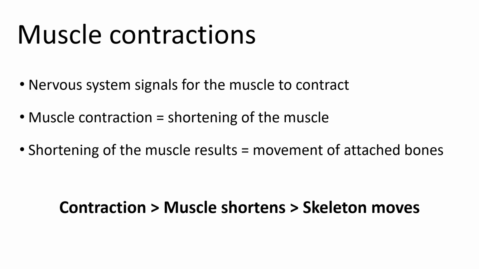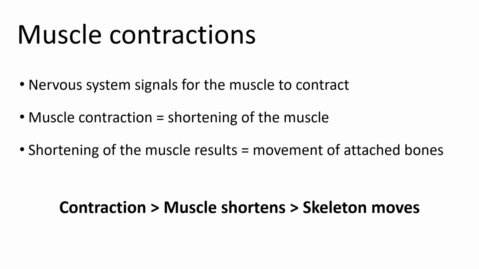So to recap this, the nervous system signals the muscle to contract. When it does, the muscle shortens and it pulls on the bones that it's attached to, and this results in movement of our skeleton. If you'd like to know more about this process, then in your own time you can look into the sliding filament theory, which explains the detailed mechanics behind muscle contractions. However, you are not expected to study this theory or understand this process beyond what I've explained in this video.